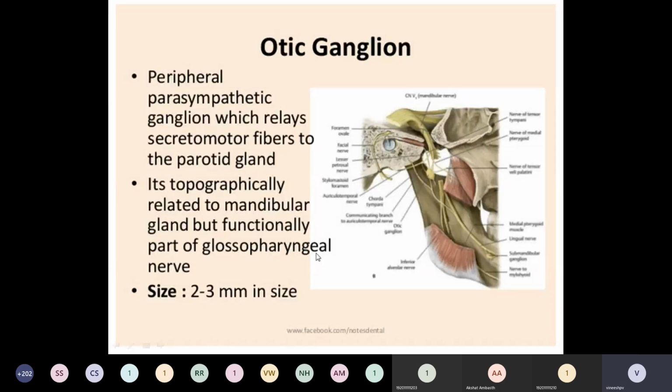What's the size of the otic ganglion? It is around 2 to 3 millimeter. When you do the dissection also, it is very difficult to see this ganglion as it is very small in size. Okay. So this is the introduction of the ganglion.